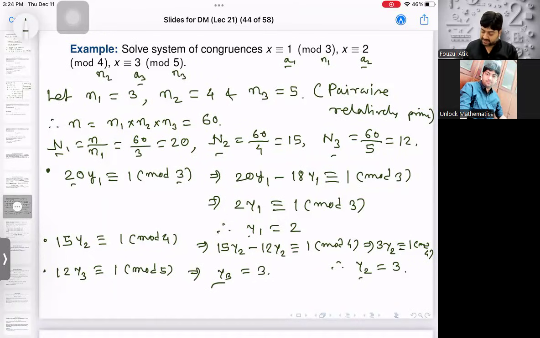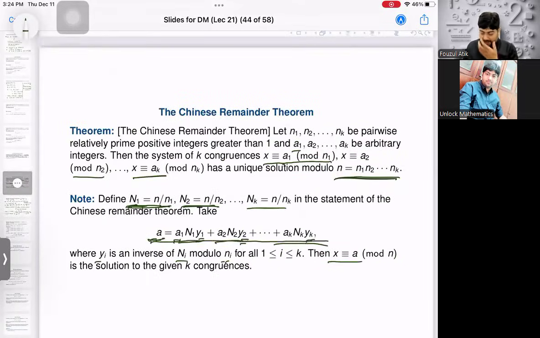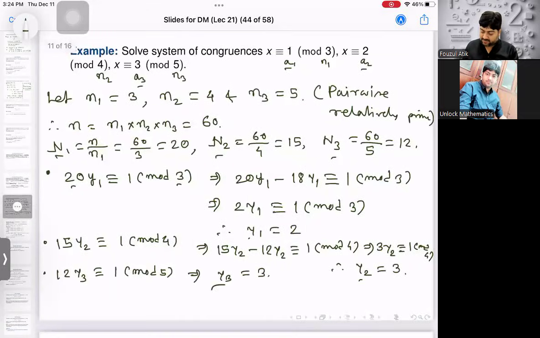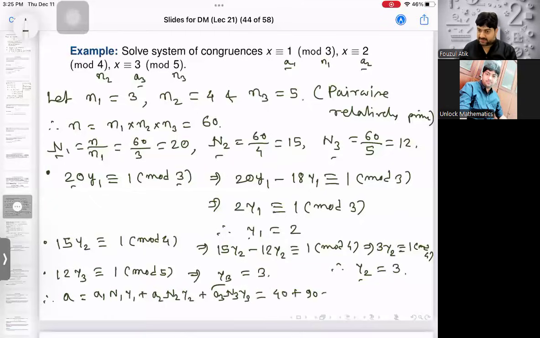So according to the Chinese remainder theorem, A is the solution to the given k congruences under modulo n, small n. So A1, N1, Y1. Like this I have to do. Therefore, what is the value of A? A is equal to A1 N1 Y1 plus A2 N2 Y2 plus A3 N3 Y3. If you write them, then finally you can simplify it. You will actually get 40 plus 90 plus 108, right? And all together, it makes 238, right?